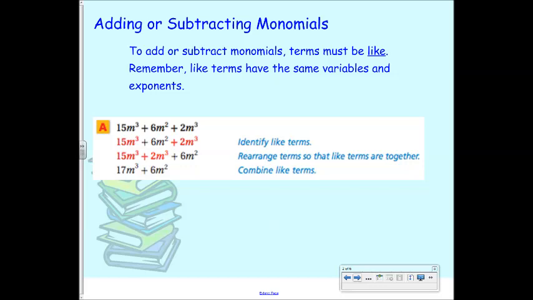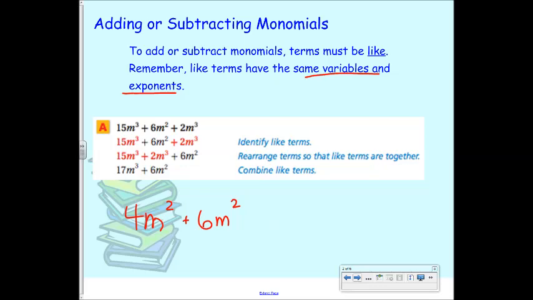No, like this is a like term. 4n m to the second plus 6m to the second. These are like terms. Exponents have to be the same and variables. Good. So like terms have to have the same exponent and the same variable. So that's what we have up here. So same exponent, same variables. If they do not, can you put them together? No, you cannot put them together unless they are like terms.